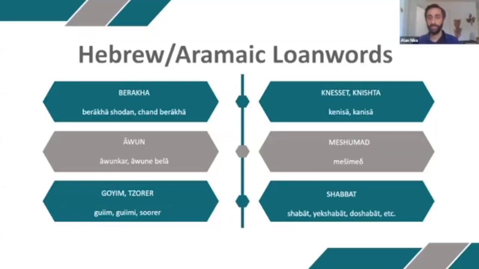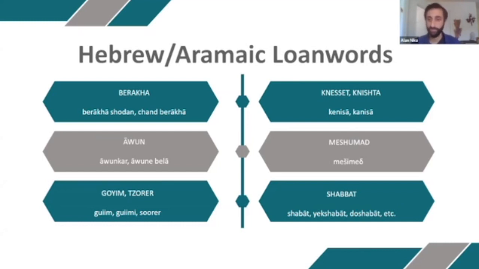Now, the Hebrew and Aramaic component of these is really interesting. We can see some of the Hebrew and Aramaic words that are used in these languages. So bracha, that's a classic Hebrew word for blessing. This is used in most of the Jewish dialects of Iran. So bracha shoden, that's a phrase that means to be blessed. But that's not used literally as to be blessed. It means when you finish something.